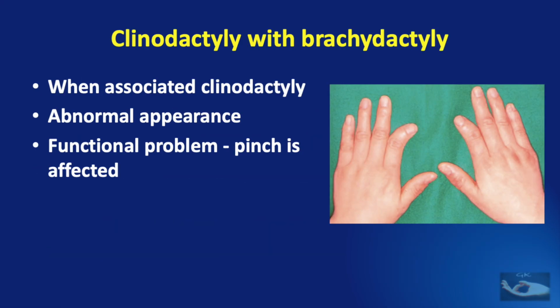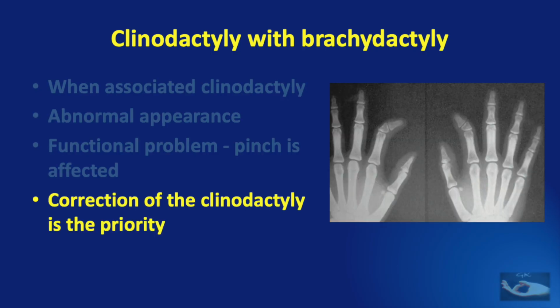When brachydactyly is associated with a delta phalanx, commonly occurring in the index finger which is free to bend radially, severe clinodactyly results. Apart from an abnormal appearance, functional pinch is also affected. When the shortening is not severe, correction of the clinodactyly is the priority, even at the expense of further sacrificing a slight amount of length.